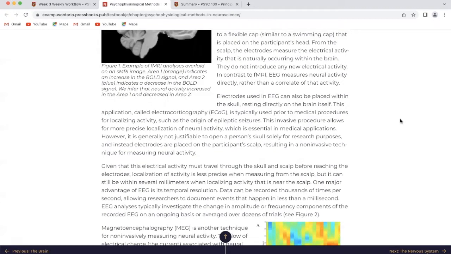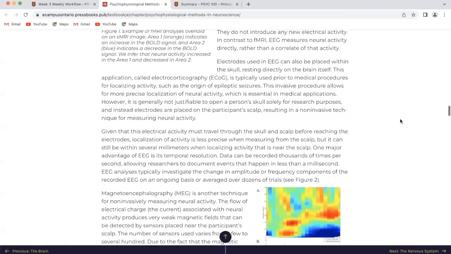Electrodes used in EEG can also be placed within the skull, resting directly on the brain itself. This application, called electrocorticography, is typically used prior to medical procedures for localizing activities such as the origin of epileptic seizures. This invasive procedure allows for more precise localization of neural activity, which is essential in medical applications. However, it is generally not justifiable to open a person's skull simply for research purposes, and instead electrodes are placed on the participant's scalp, resulting in a non-invasive technique for measuring neural activity.